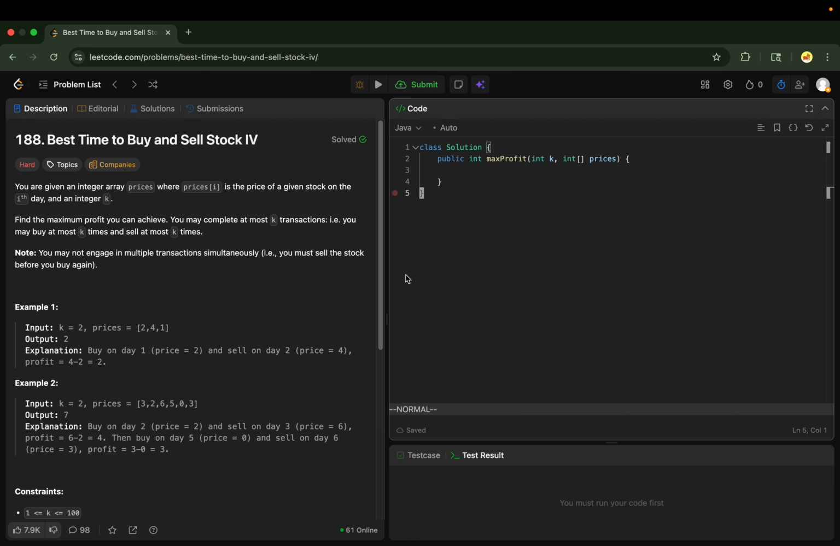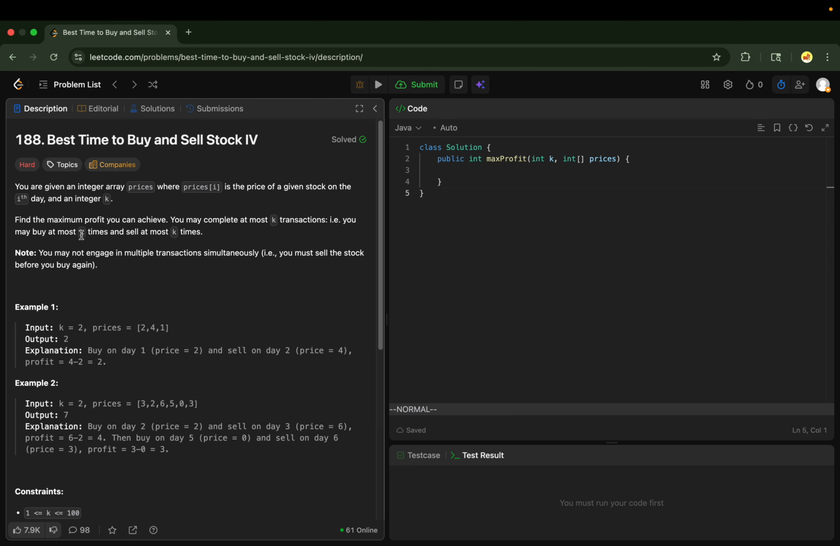Hello everyone, I'm going to talk about LeetCode 188, Best Time to Buy and Sell Stock IV. You are given an integer array prices where prices[i] is the price of a given stock on the ith day, and an integer k. For the maximum profit you can achieve, you may complete at most k transactions. For example, you may buy at most k times.